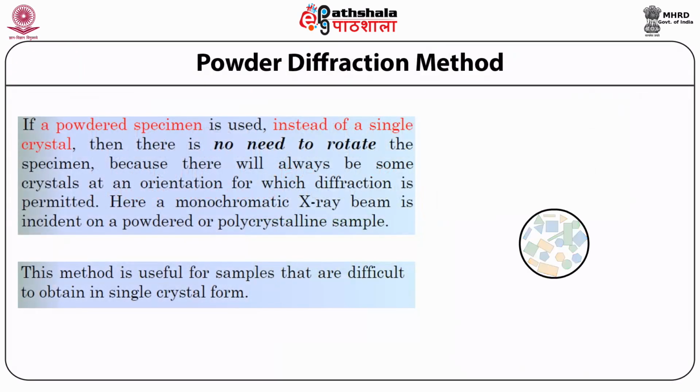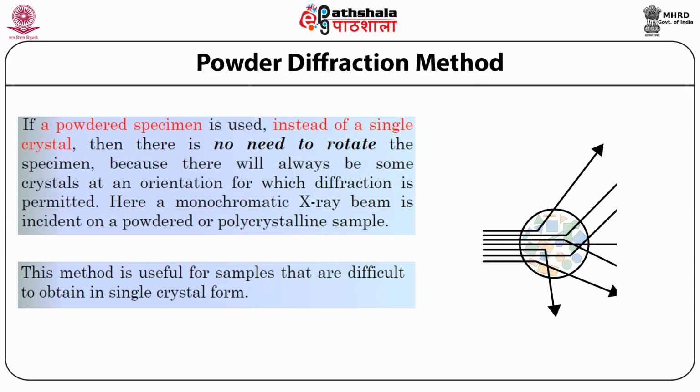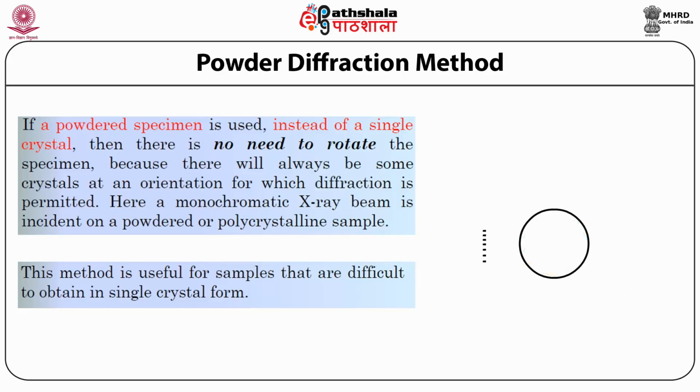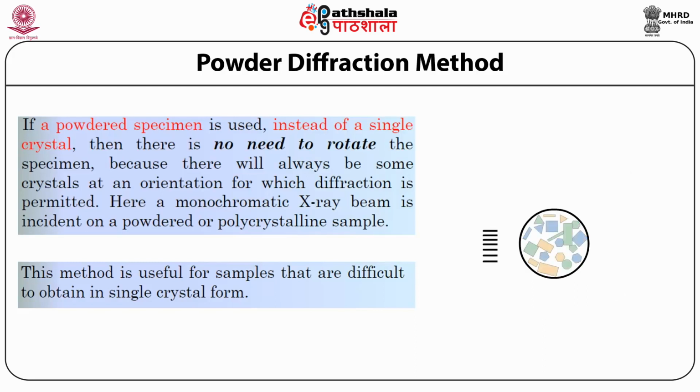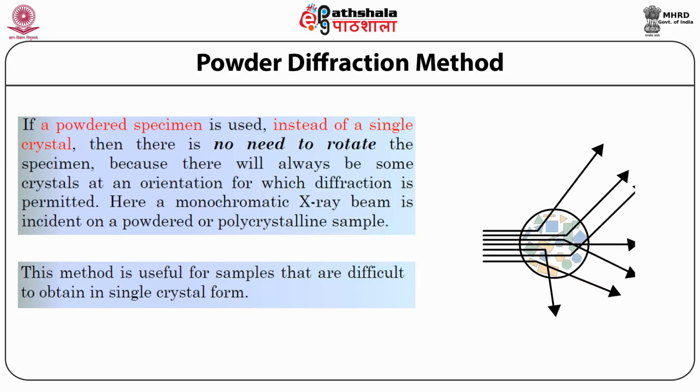Powder diffraction method. This is the third method which I started with, and this is probably the most popular method in X-ray diffraction used, which is called the powder diffraction method. So what is the meaning of the powder here? As you can see in the diagram on the right hand side, there are some crystallites inside the circle. These are crystals which have different orientations.